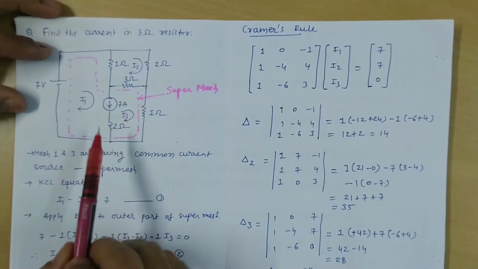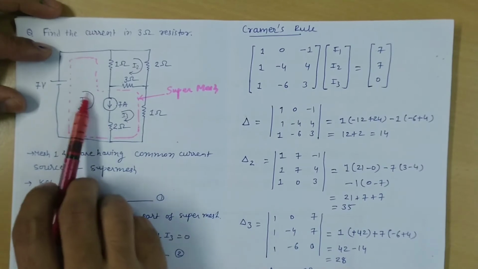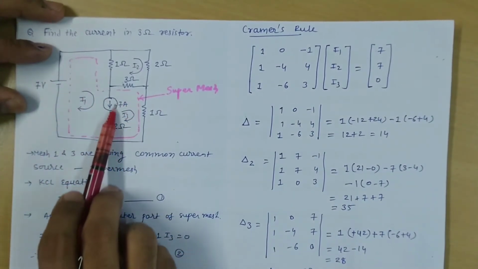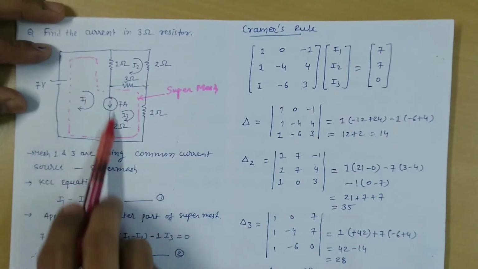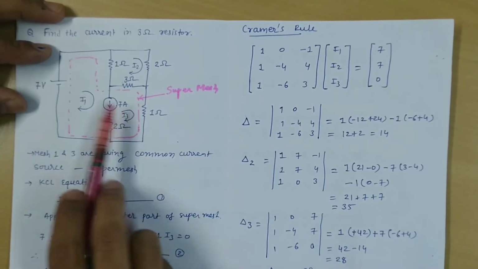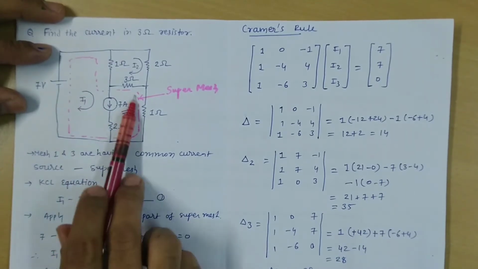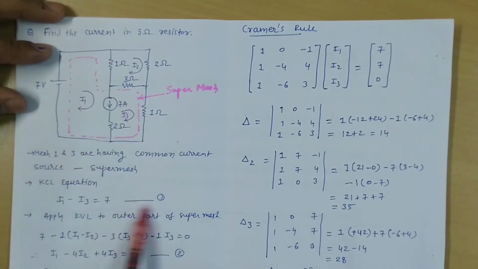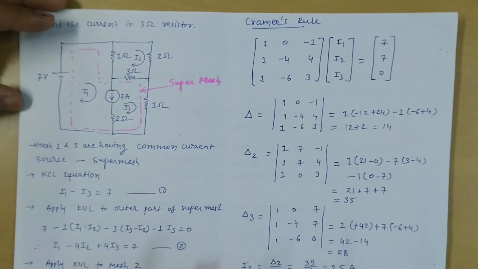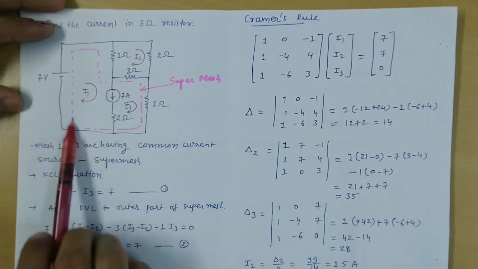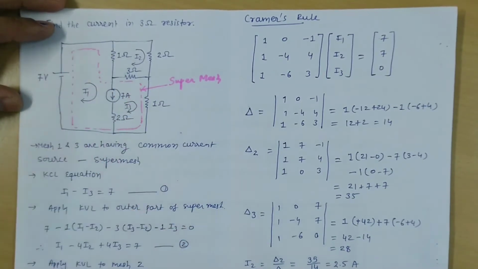So we will apply KCL to this branch. The mesh current I1 is flowing downwards, mesh current I3 is flowing upward, and the branch current is 7 ampere. So we can write the equation I1 minus I3 is equal to 7 for this branch. So this is our equation 1. Now we will apply KVL to the outer part of the super mesh. This is our super mesh, and we will apply KVL to this.